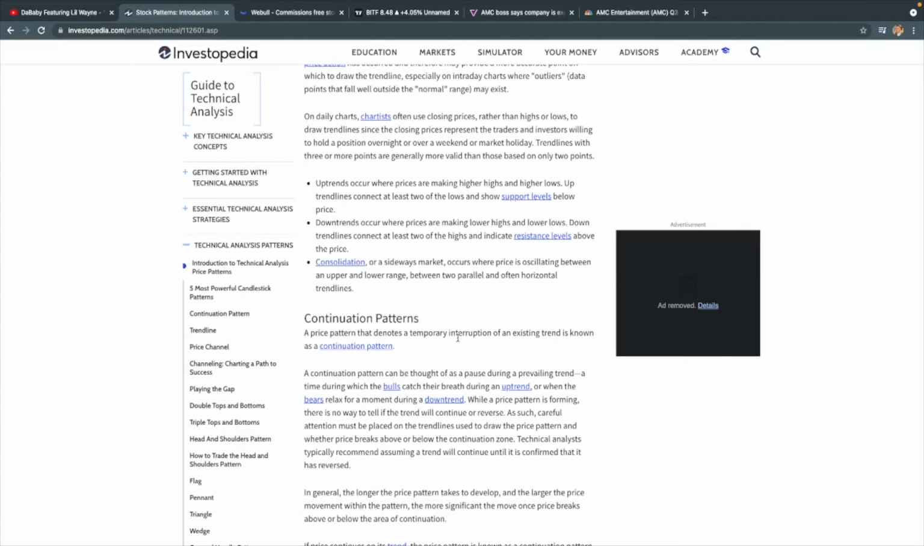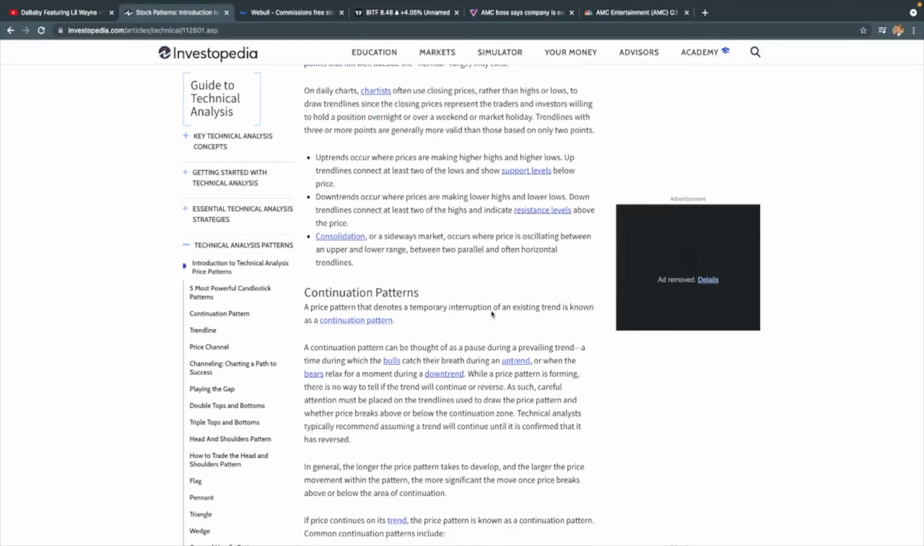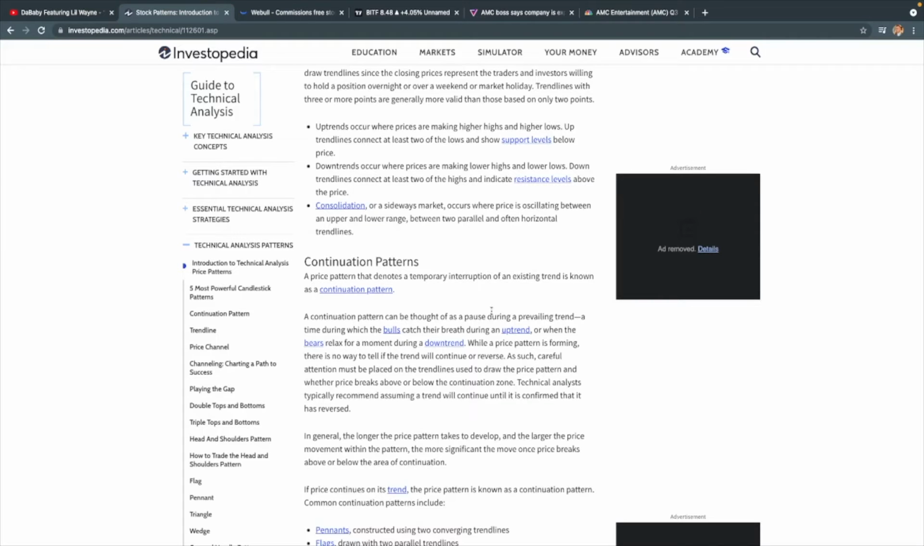Okay, and then another thing to know is called consolidation. So consolidation is when the price is just going sideways, right? You see sometimes that the price is just going like this, because that's just called consolidation. It just means that a price is oscillating between an upper and a lower range, between two parallel and often horizontal trend lines. So it's kind of like the middle of the trend, right?